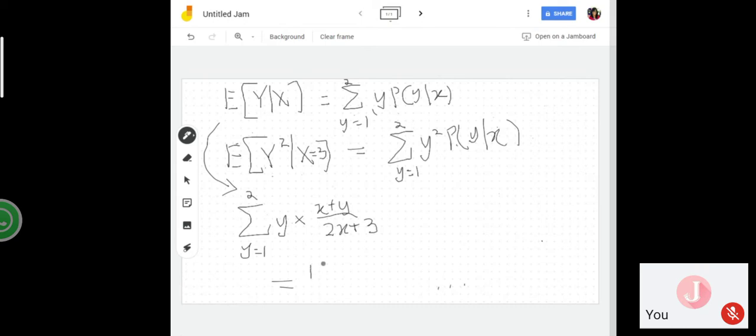So 1 times x is 3, right? 3 plus 1 over 2 times x is 3 plus 3. So this is the first expression.